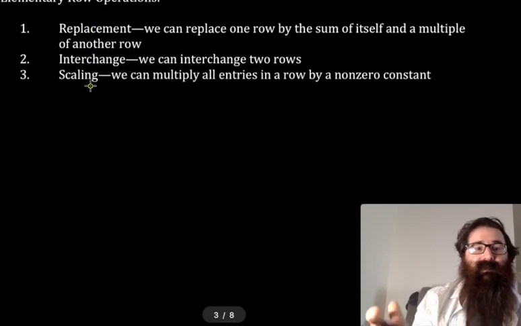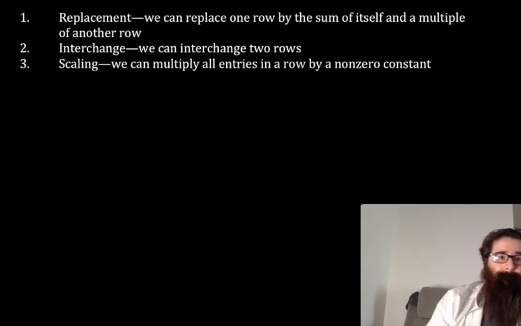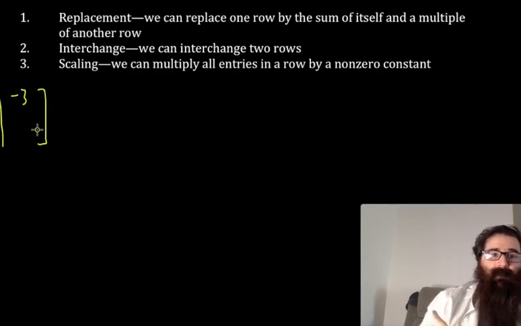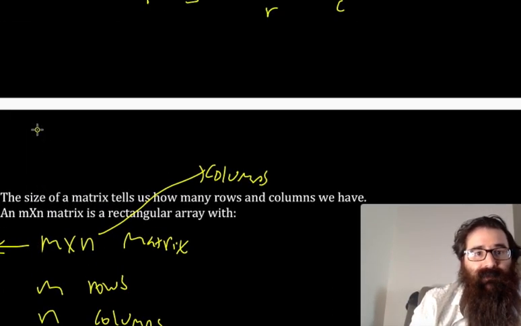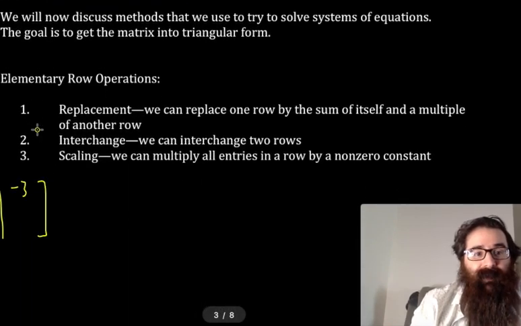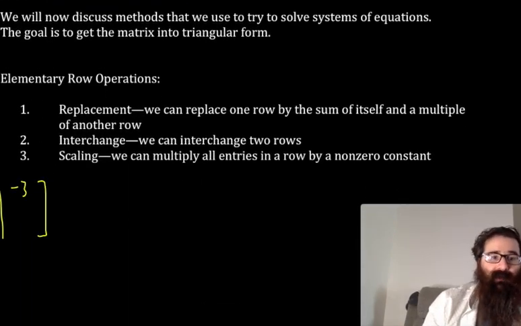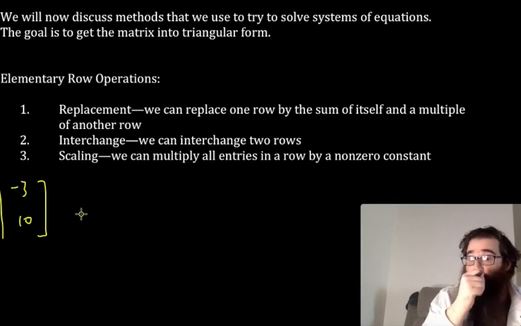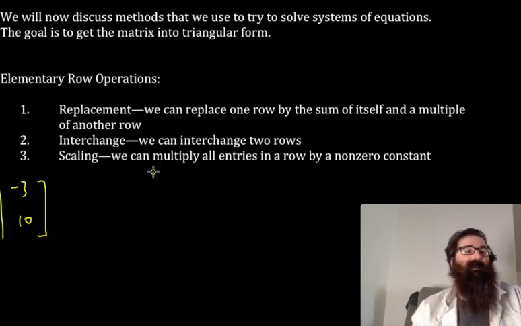So 3, 6 augmented with -3. Second row was 5, 7 augmented with 10. And let's go through some row reduction. Get our first row reduction out of the way, because there's going to be a lot of row reduction in the semester. So let's go ahead and get it out of the way.